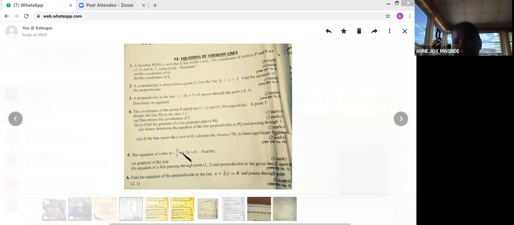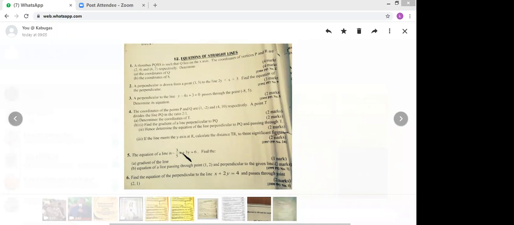Student, you are not participating. Please kindly participate, because I cannot know whether you are understanding or not. Raise up your hand if you have done part B, part C.